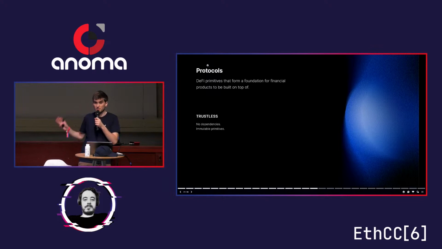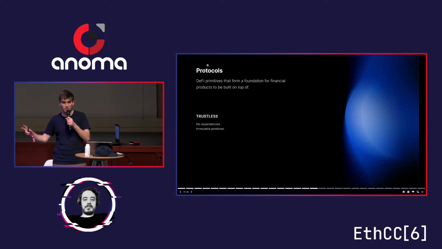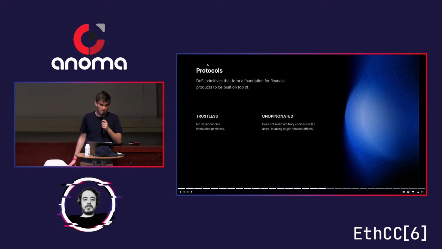But the first and most important one is being trustless. So you have literally no dependency on anything. There is just the code that you have to trust and the Ethereum or the blockchain underlying that you have to trust. And otherwise, you don't have to trust anything. So usually it comes with immutability code and different patterns.